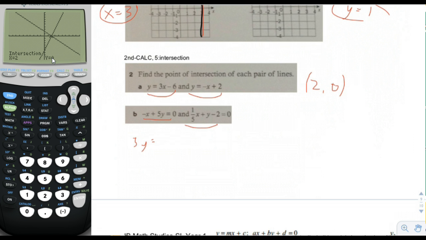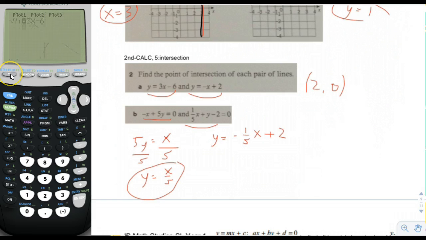So we're going to have 5y equals x, and then we divide both sides by 5, and we're going to have y equals x divided by 5. And then the other one, let's see, we get y equals negative 1/5 x plus 2. And so now it's ready to put in the calculator. We're going to put both of these in the calculator now.